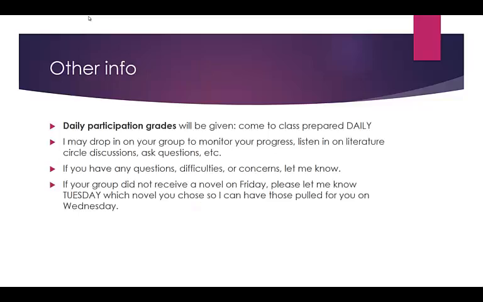Other important information is that there will be daily participation grades given, so be sure you come to class prepared, that you know exactly what you're supposed to do each day and you do it. I can see that you're working and I can see that you have all the information, all the materials that you were supposed to have. Remember that I may drop in on your group at any day, at any time, to monitor your progress, to listen in to discussions, to ask questions about what you're doing, anything of that sort.